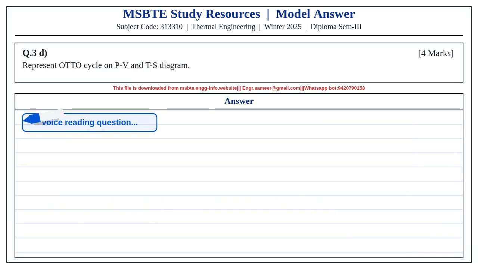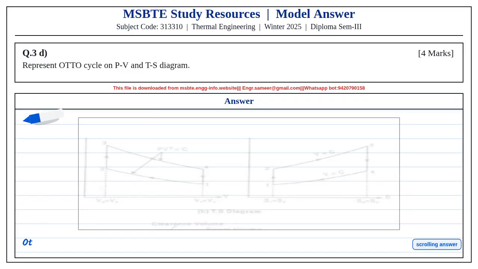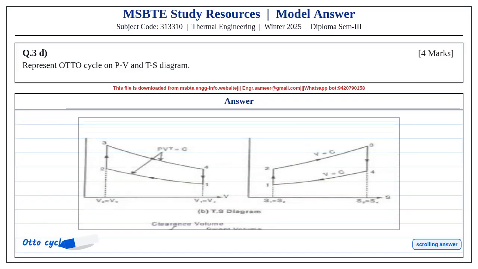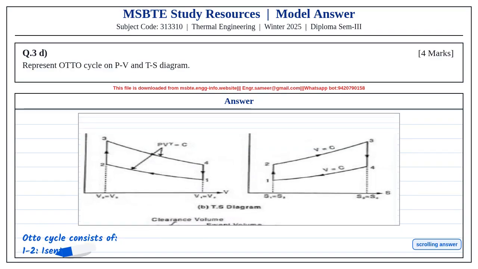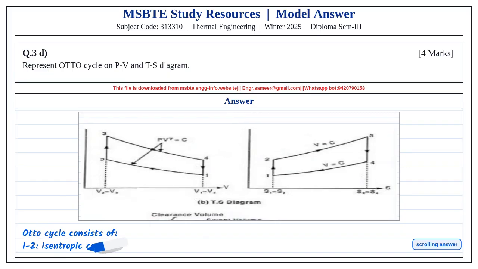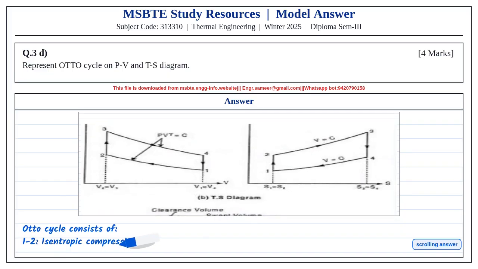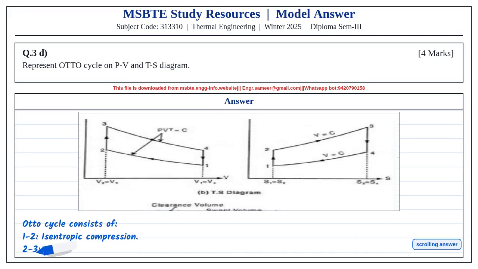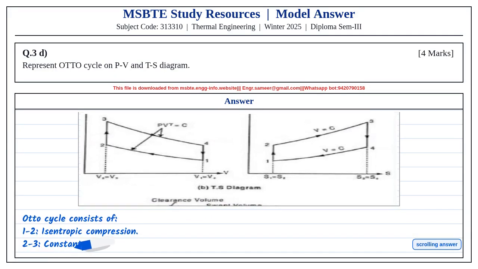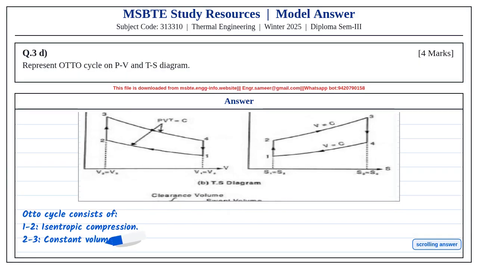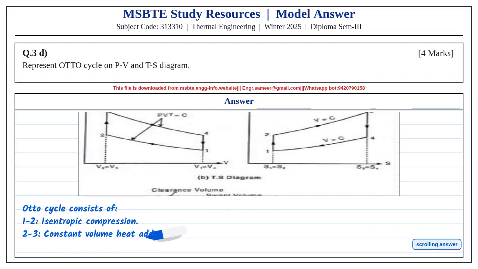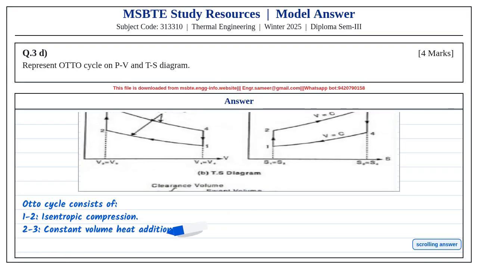Question 3d. Represent Otto cycle on PV and TS diagram. See the image carefully. You will have to reproduce both PV and TS diagrams of Otto cycle in the exam. Observe the 4 processes 1-2, 2-3, 3-4 and 4-1. Also observe that heat addition and heat rejection are at constant volume. Now let us read the answer.